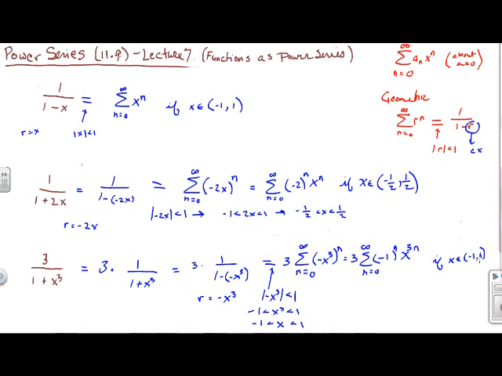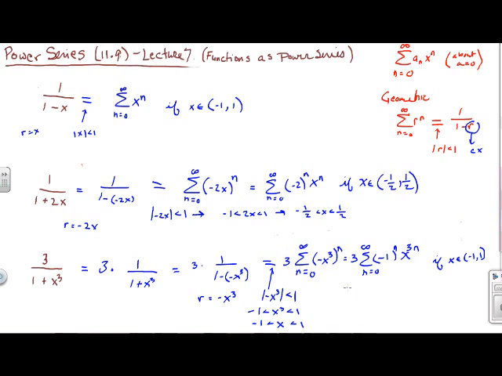Okay, now you may be saying this isn't really a power series because this is x raised to 3n, not x raised to the n. Let me just point out that this is in fact a power series. It's just that some of the terms are 0. Oh, actually, let me write this in its fullest form.